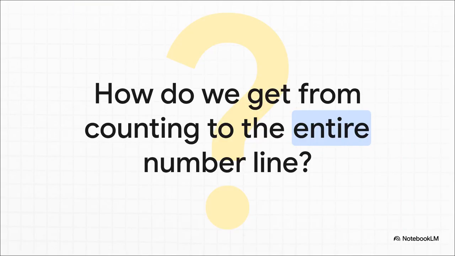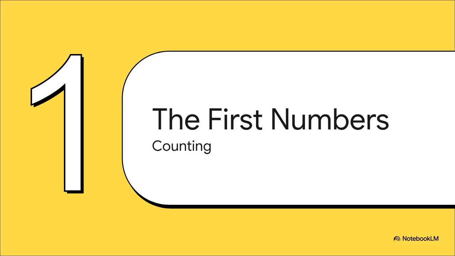Think about it, right? We all start by counting on our fingers, but that's just the very beginning. The number line is this continuous, infinitely dense thing, packed with all sorts of numbers. So how do we get from just simple counting to finding and naming every single point on that line? That is our mission today. Okay, so let's dive right in.